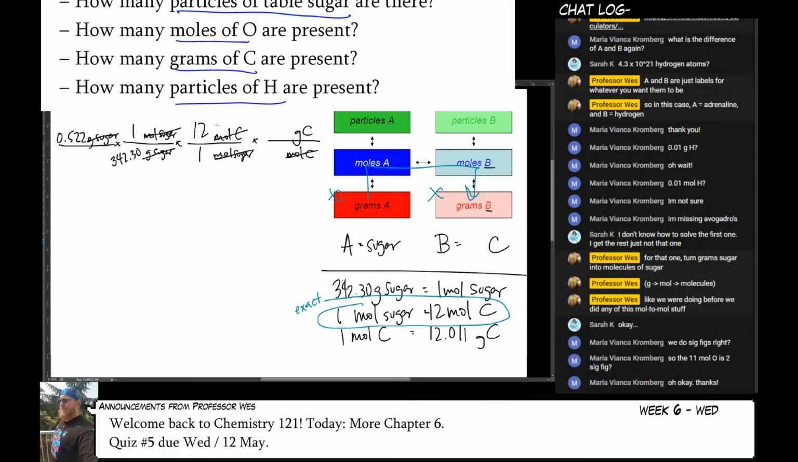1 mole of sugar is 12 moles of carbon. 1 mole of carbon is 12.011 grams of carbon. But yeah, this number is exact. And when I do that, I get 0.220 grams of carbon. So of our half a gram of sugar, almost half of that sample is just the carbon. The rest is the other elements.